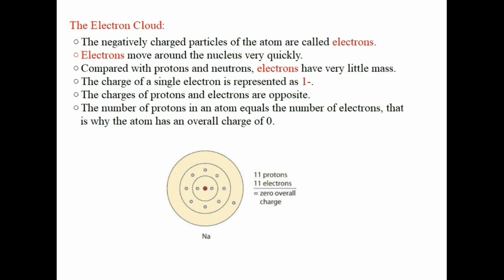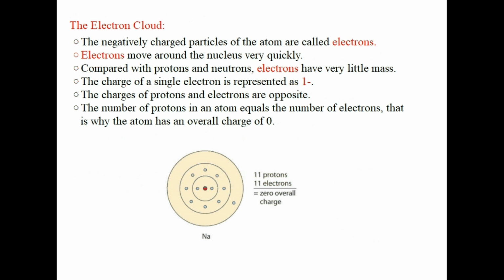Now, the electron cloud. The negatively charged particles of the atom are called electrons. Electrons move around the nucleus very quickly. Now, compared with protons and neutrons, electrons have very little mass. The charge of a single electron is represented as 1 minus. The charges of protons and electrons are opposite. The number of protons in an atom equals the number of electrons. That is why the atom has an overall charge of 0.